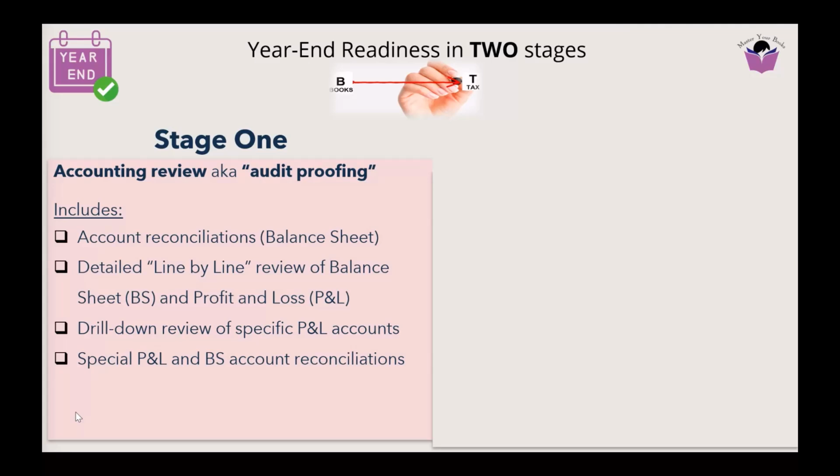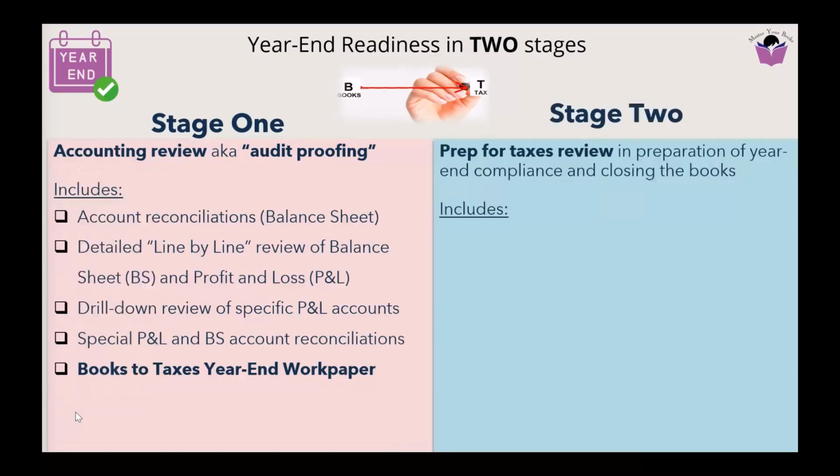Those are special reconciliations. Those are not the ones that people think about right away and they say, oh, I understand reconciliation, you're talking about a bank reconciliation. No, this is a specialized reconciliation for a special type of account. And you may have a special account also on your balance sheet, maybe a petty cash account or some other clearing account that needs to be reconciled, because that is a special type of account that your client has on their books. And then ultimately you build out what's called the books to taxes year-end work paper.